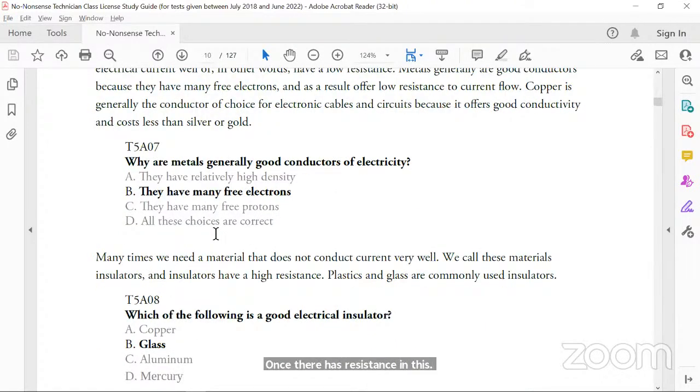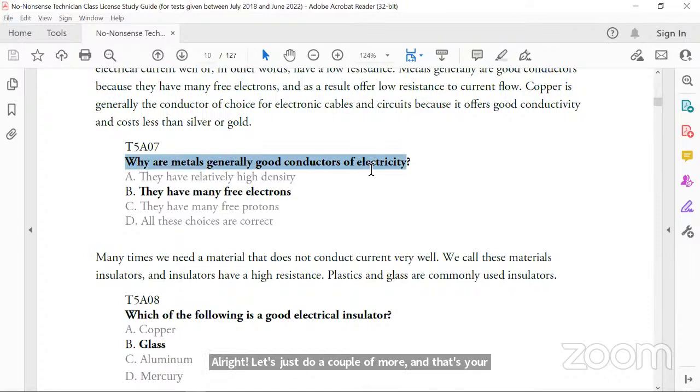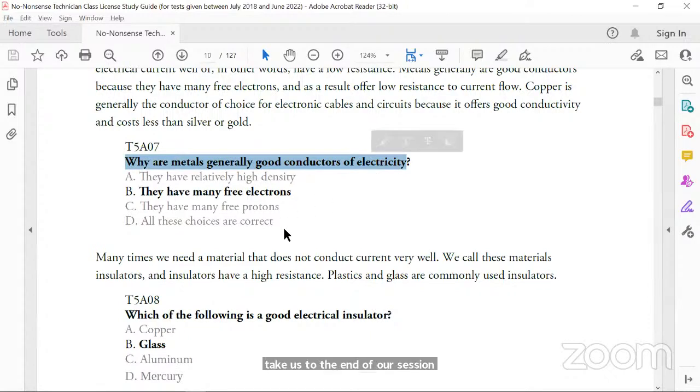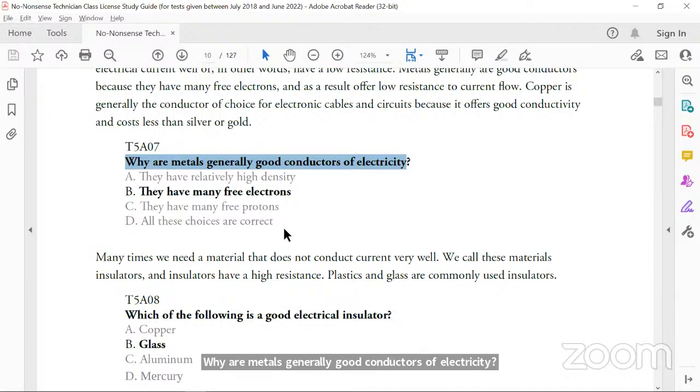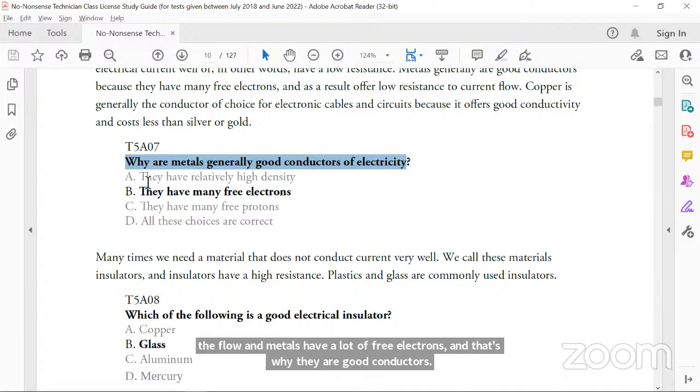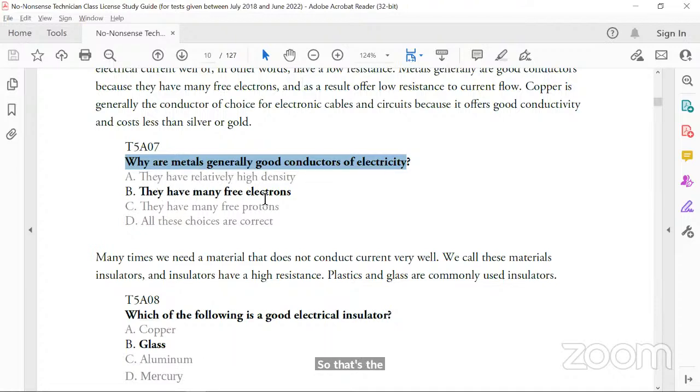All right, let's just do a couple more, and that should take us to the end of our session. Why are metals generally good conductors of electricity? And we had said because metals have free electrons, because remember, when current flows, it's electrons that flow, and metals have a lot of free electrons, and that's why they are good conductors. So that's the answer. They are generally good conductors because they have many free electrons.